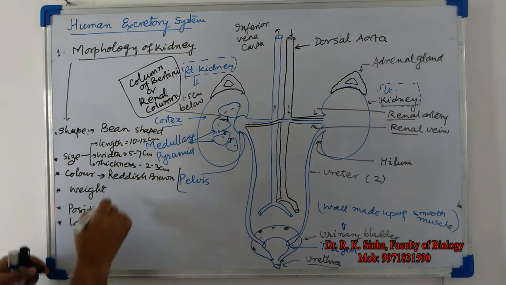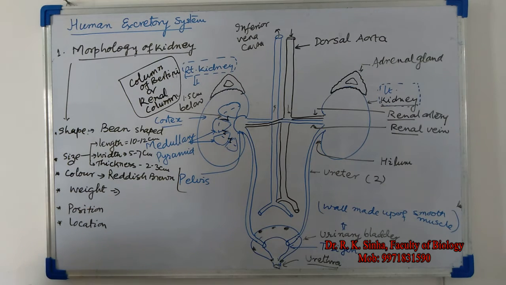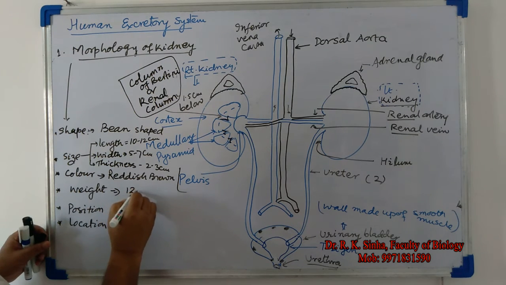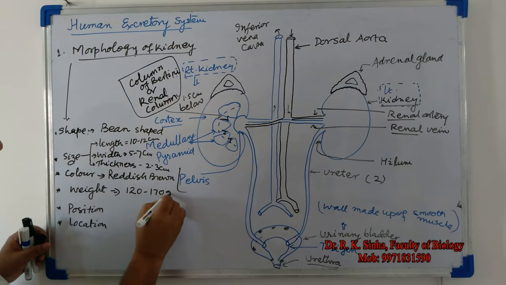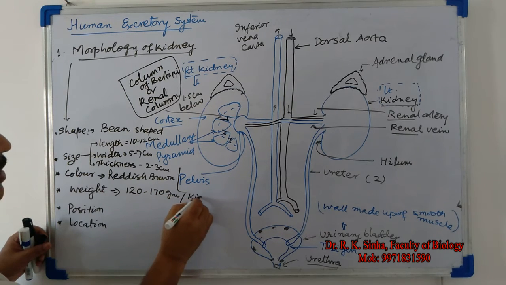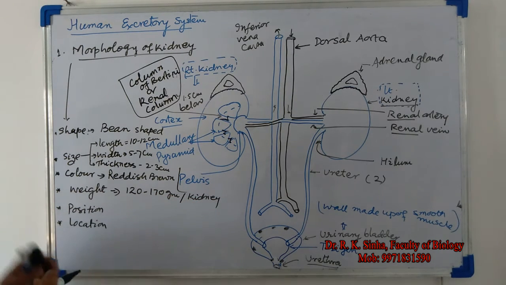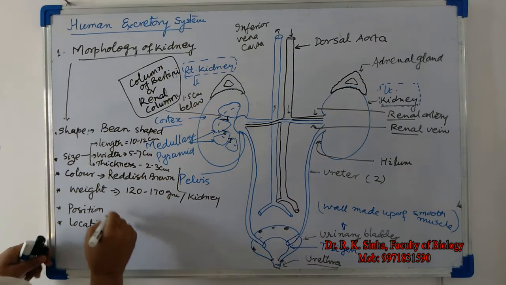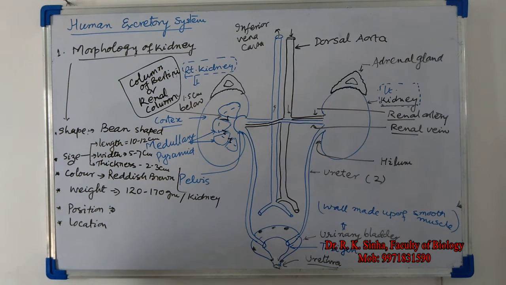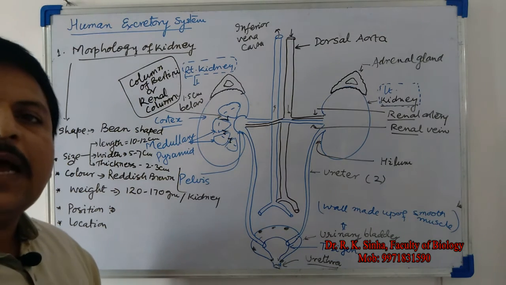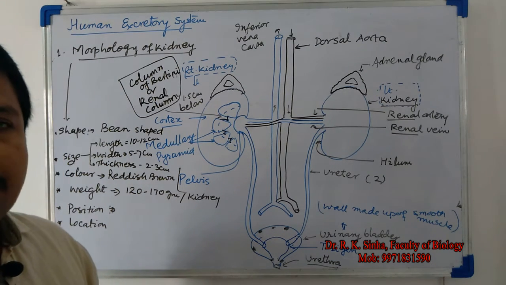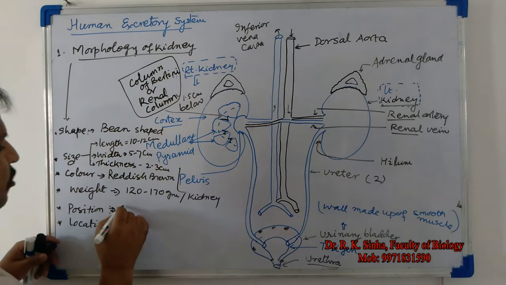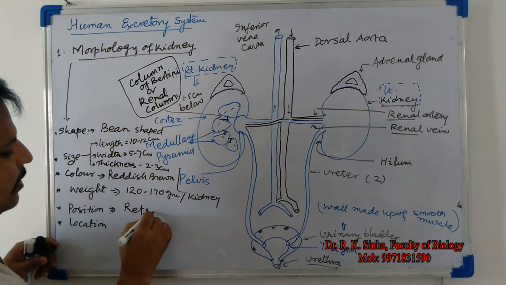Okay. Now weight. What will be the weight of the kidney? Each kidney will weigh 120 to 170 gram. Means each kidney will weigh 120 to 170 gram. Now where will they be located? These kidneys will be located at what position in the abdominal cavity? So it is retroperitoneal in position.